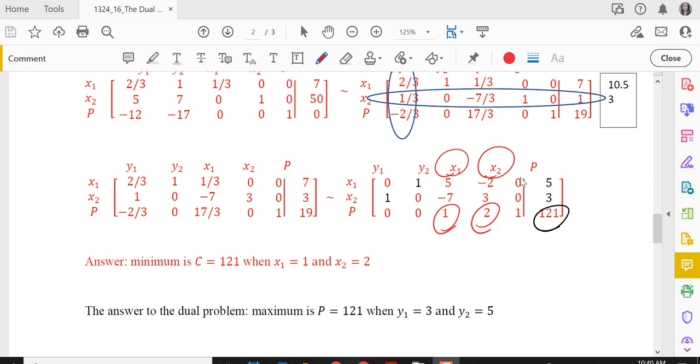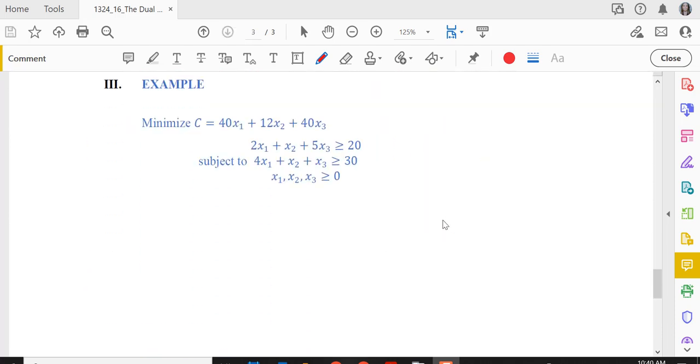To read the answer to the dual problem, your P, which is this number 1 here, is 121. For that linear programming problem, the objective function is minimized, and the minimum value is 121, when x1 is 1 and x2 is 2. You don't care that there's ones and zeros here. For the dual problem, you literally look at the bottom of the column, and those are your answers.